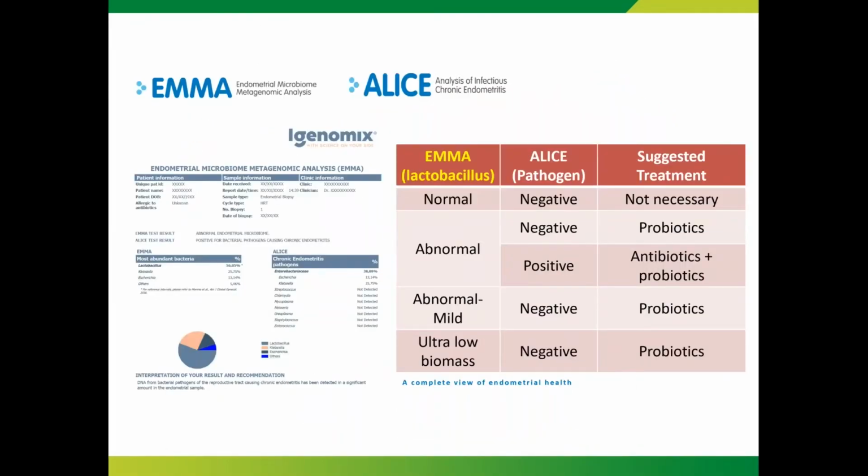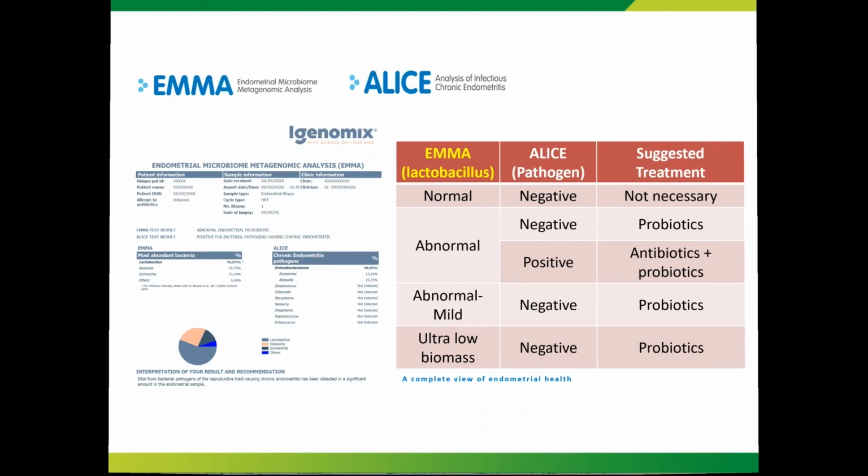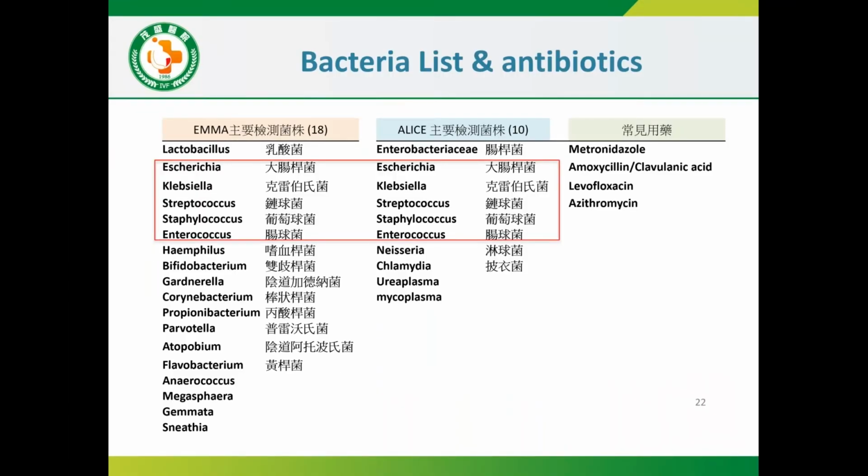The microbiota of the endometrium was detected by EMMA and ALICE. The definition of normal endometrial microbiota was a percentage of lactobacillus in the uterus of more than 90%. According to their microbiota test, women were treated with antibiotics and probiotics. They would then transfer blastocysts in a suitable personalized implantation window. EMMA and ALICE report this as suitable, like the list in the table. Bacterial lists and antibiotics were recommended for different results.